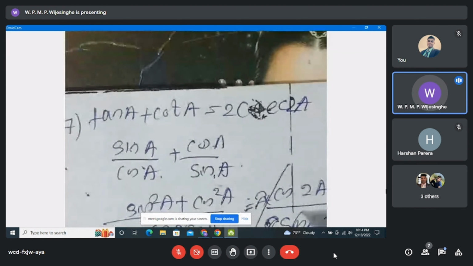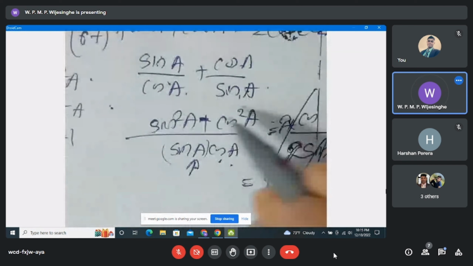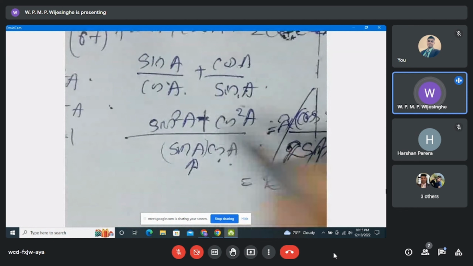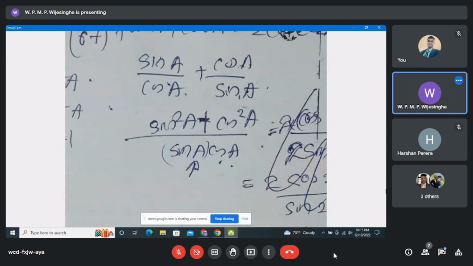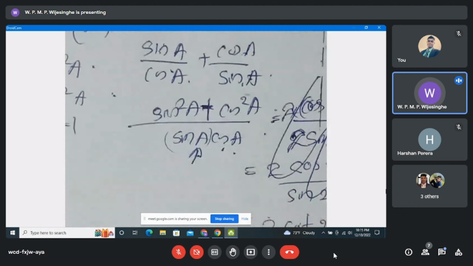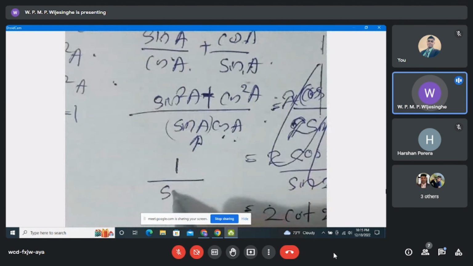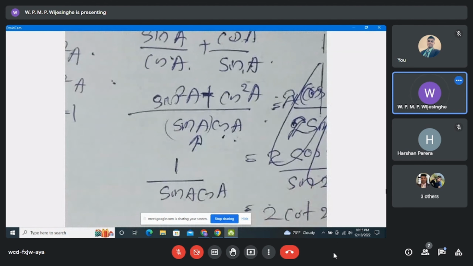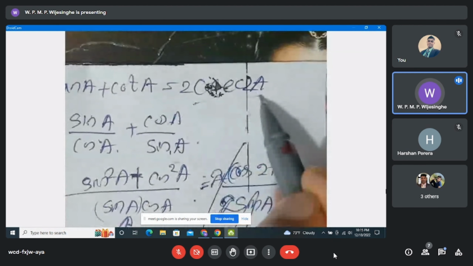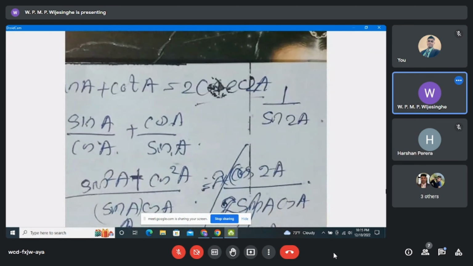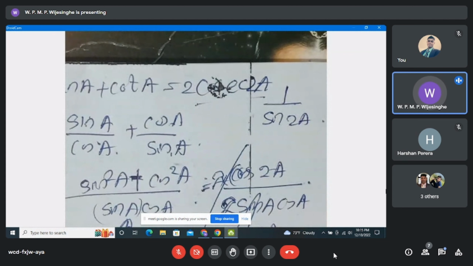Sorry. Here it should be minus, to make cos 2A, but here it is plus, right? So that sin square A plus cos square A is equal to 1 divided by sin A cos A. Then the final answer is having cosec. Cosec means 1 over sin, right? Sin 2A means cosec 2A, right?